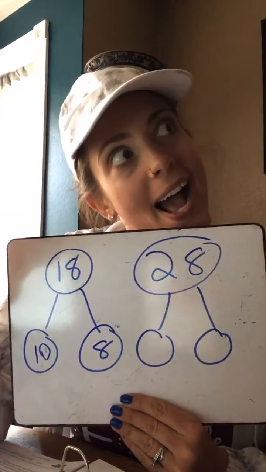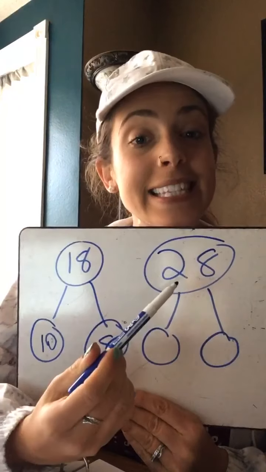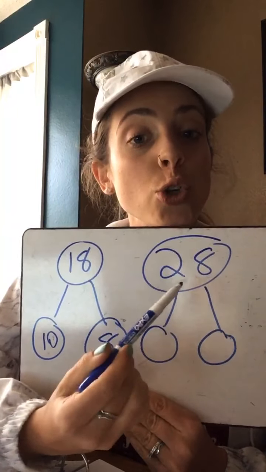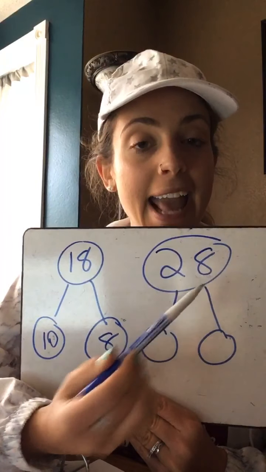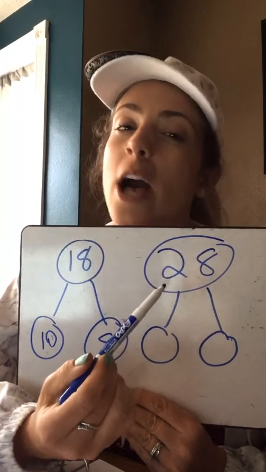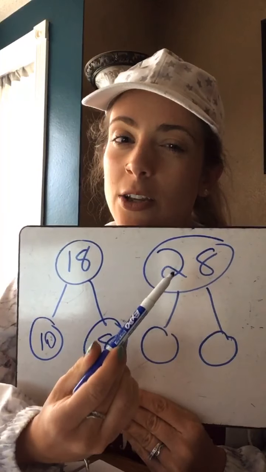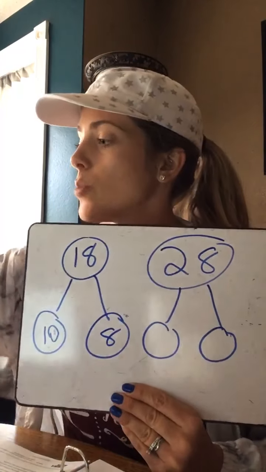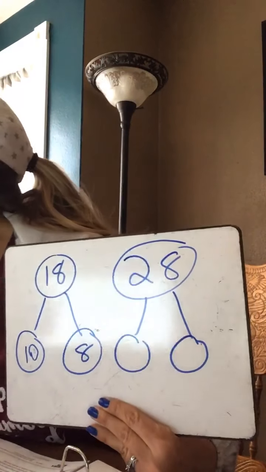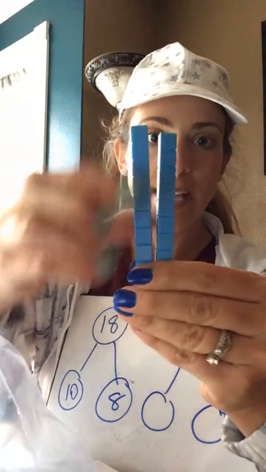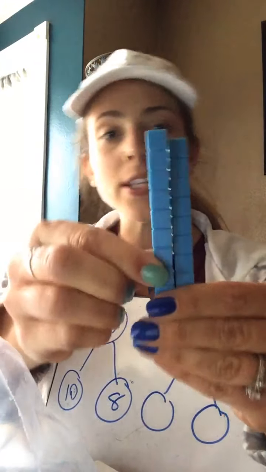20 and 8. So we can hear it, and we can see that 28 has 2 10s and 8 1s. So how can we write 2 10s? Remember, we don't just want to write 2 because that's not right. 2 10s is the same as... I'm going to grab my place value blocks just to help you see. 2 10s, the answer's not just 2, it's what?